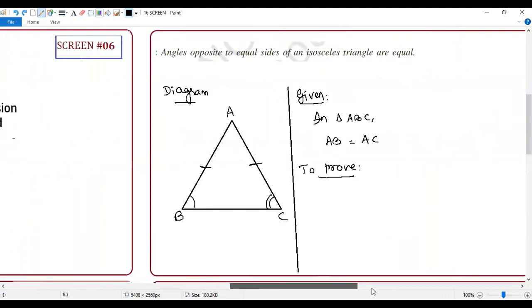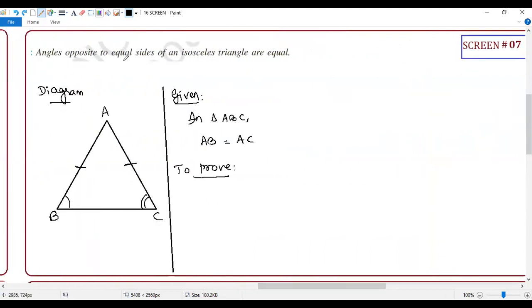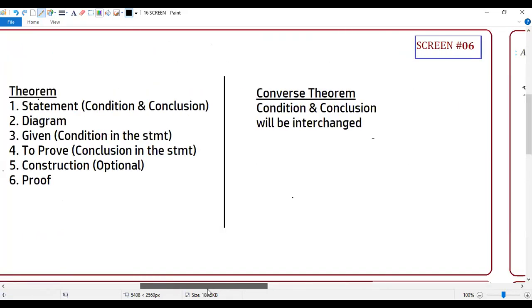What I need to prove? If the sides are equal, then the angles will be equal, which means angle B equal to angle C. Can I get a yes or no? This is given. This I need to prove. Meaning this angle equal to this angle. Is this crystal clear? Clear or not? Yes, sir.